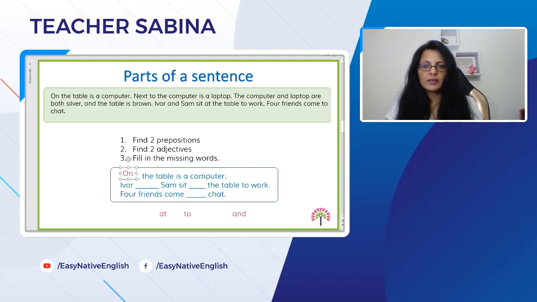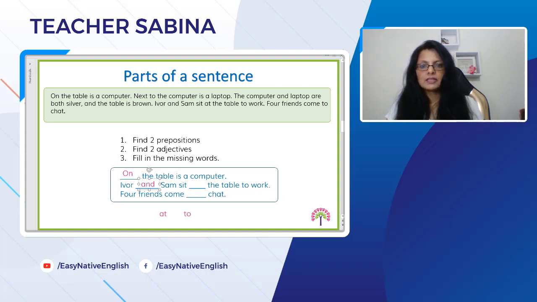Okay, and then we have Ivor something Sam sit. So we know, if we go back to here, Ivor and Sam sit. So the word that's missing from here is, whoops, what's going on? "And". So I'm going to move the "and" to here. So it's Ivor and Sam.